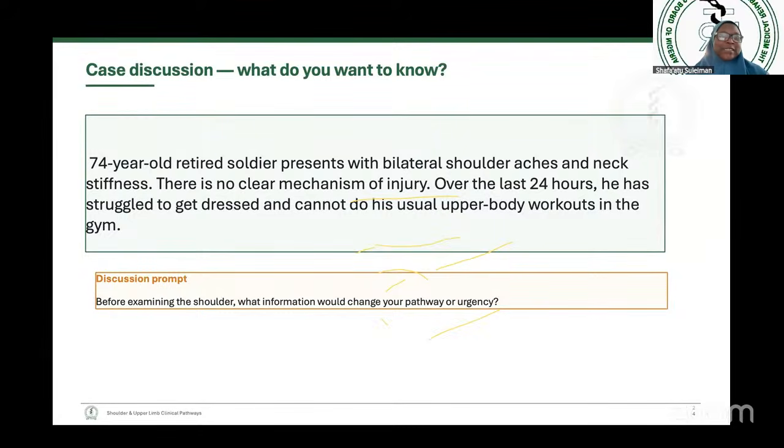So we've got a 74-year-old retired soldier that presents with bilateral shoulder ache and neck stiffness. There is no clear mechanism of injury. Over the last 24 hours, he has struggled to get dressed and he cannot do his usual upper body workout in the gym. What do you want to know? Is there anything you would want to know regarding this patient when he presents to you in the clinic? Before examining the patient, what information will change your pathway or urgency? What do you need to know?